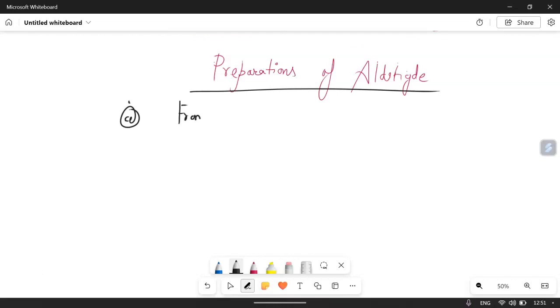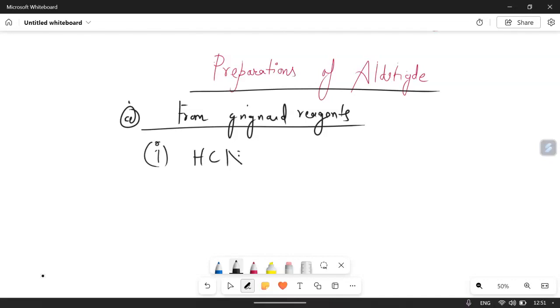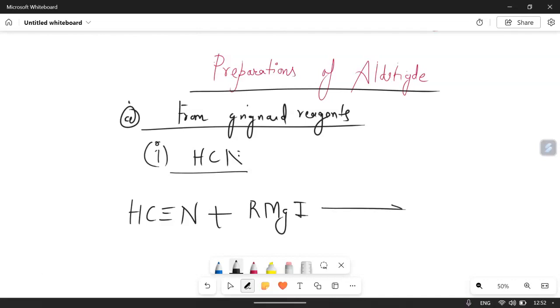From Grignard reagents. Okay, so you must remember the Grignard reagent, right? So suppose we have hydrogen cyanide. The first method is with HCN, hydrogen cyanide. So suppose we have this reacts with Grignard reagent RMgI, in the presence of dry ether.